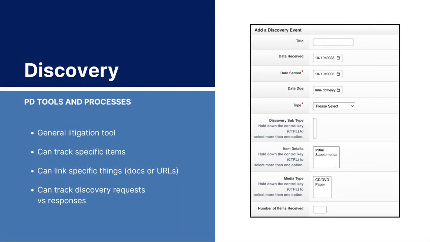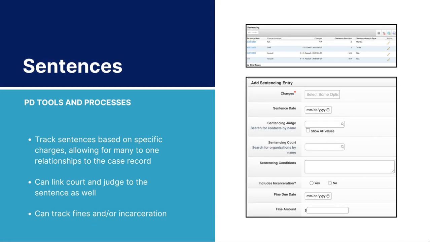We'll take a look at our discovery tool that allows you to keep track of specific discovery items like documents or URLs. You can also track requests or responses of discovery. We'll also be taking a look at our sentencing tool that allows you to track sentences based on a specific charge, allowing for a many-to-one relationship to the case record. So like custodial statuses, you can have more than one sentence record if you need to keep track of that. You can also link things like the court and the judge to the sentence if you need to. You can also track fines and/or incarceration using the sentencing tool.